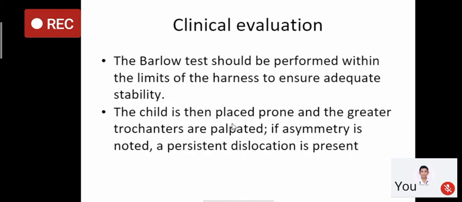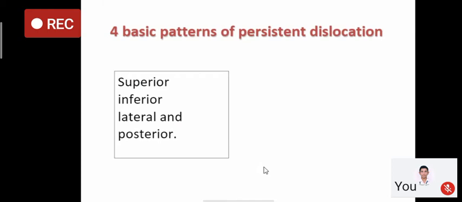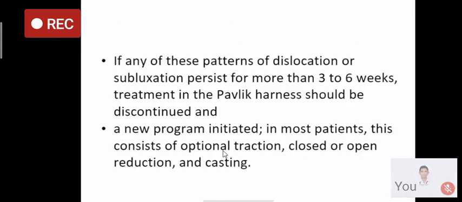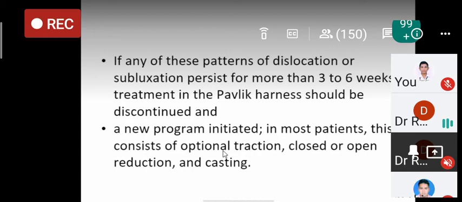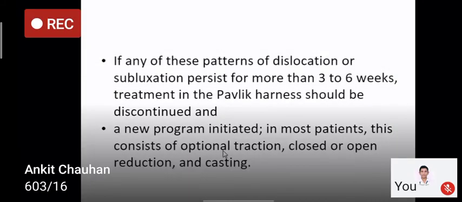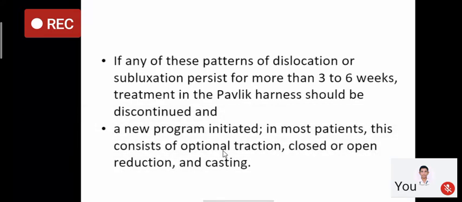The child is placed prone and the greater trochanters are palpated. If asymmetry is noted, it means persistent dislocation is there. What are the different persistent dislocations? They will be superior, inferior, lateral, and posterior. If there is persistent dislocation, pelvic harness treatment should be discontinued and you should go for closed reduction and casting.